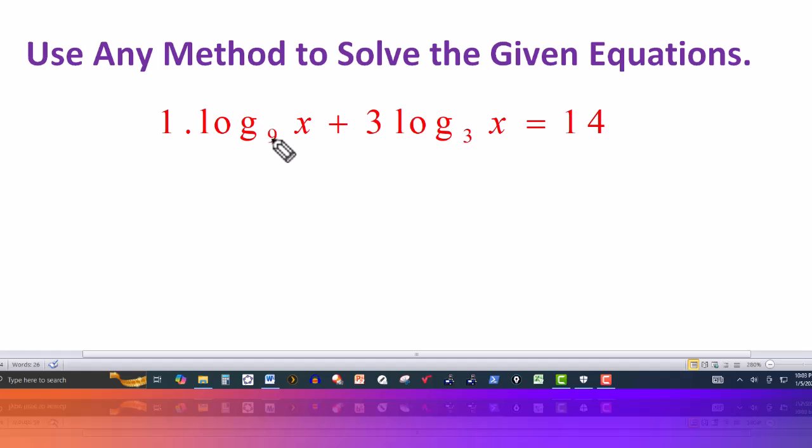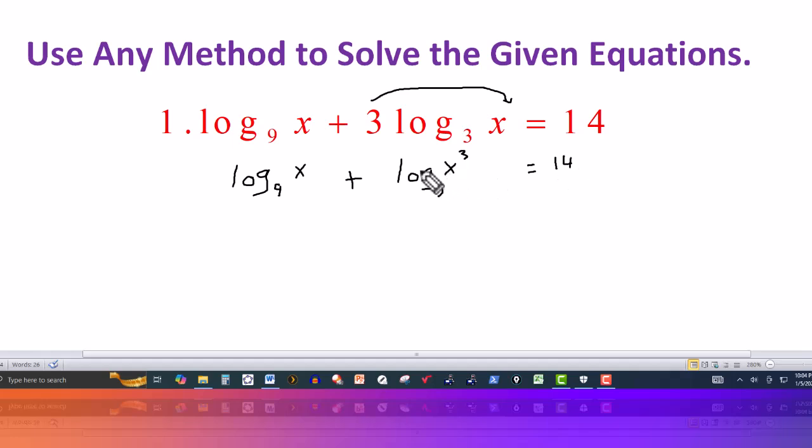So what we want is to have the same base. The first one here has a base of 9. This one has a base of 3. I'll leave this one the way it is for now. I've got a coefficient in front of this one here. We have a property that allows me to bring this up as an exponent. So I can rewrite the second log as log of x to the 3, base 3. 14 stays the way it is.